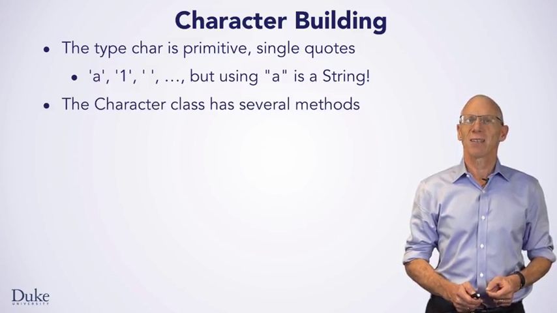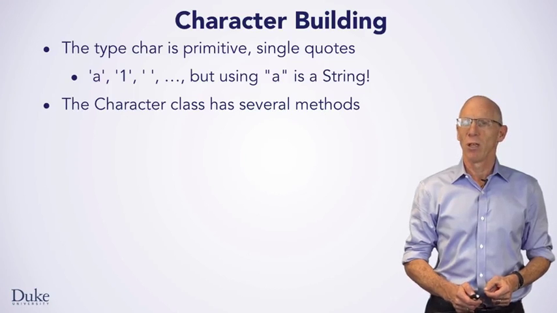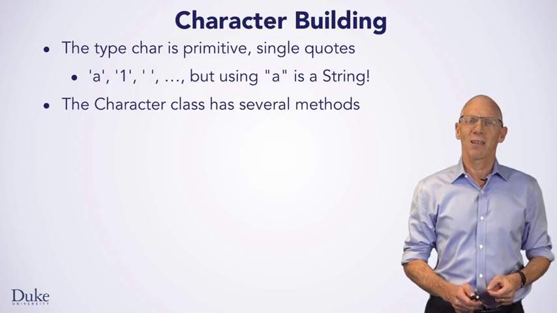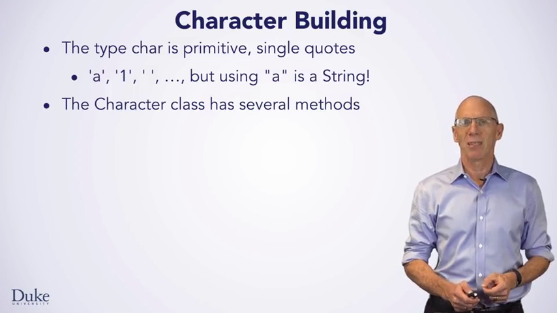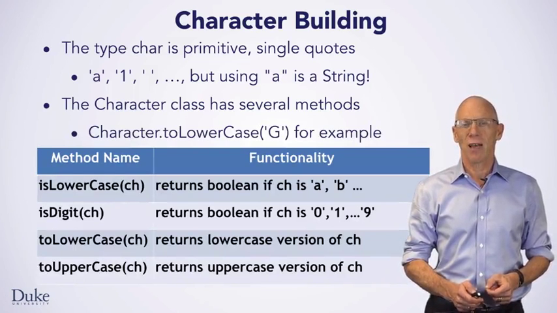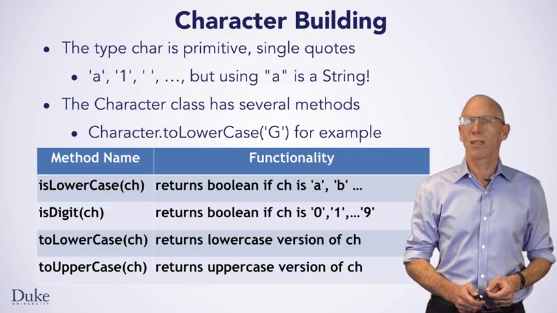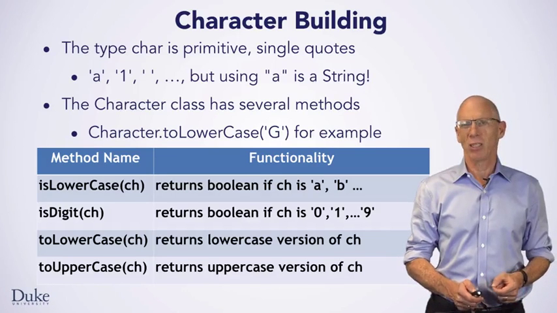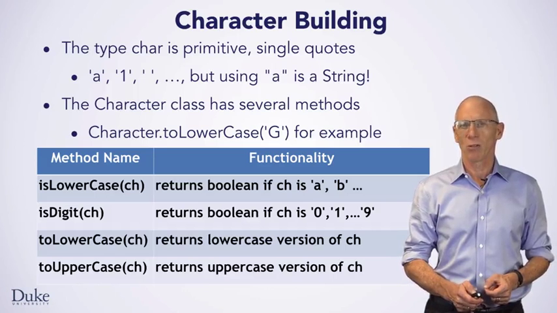The Character class has several methods you can use in writing code. You may remember the methods Integer.parseInt and Double.parseDouble. These were methods of the classes capital I Integer and capital D Double, respectively. The method Character.toLowerCase returns a lowercase equivalent of its argument. For example, this call will return a lowercase g, since an uppercase G is the argument to Character.toLowerCase. If you pass a character that's already in lowercase, the same value will be returned.